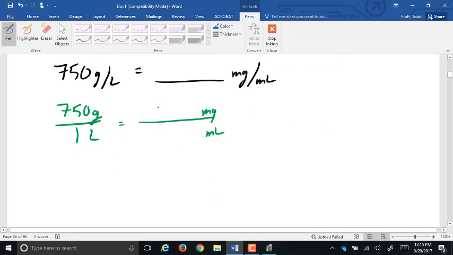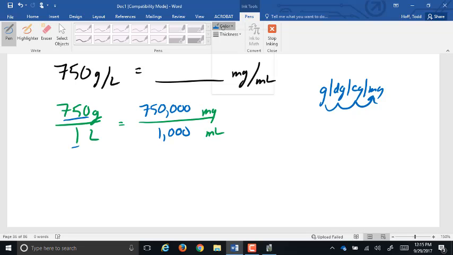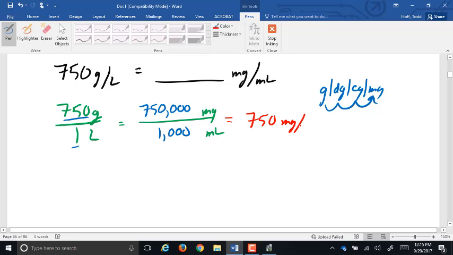So grams to milligrams, yep. Grams to milligrams is 3 spots to the right. So that would be how much? 750,000. Liters to milliliters, 3 to the right. So that's going to become 1,000. If we divide those out, 750 milligrams per milliliter. So both units change, but the number ends up being the same in the end.